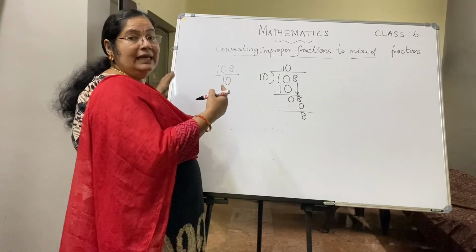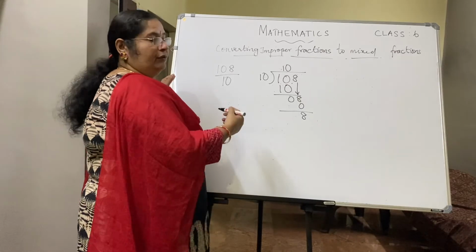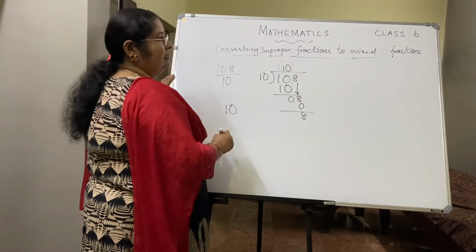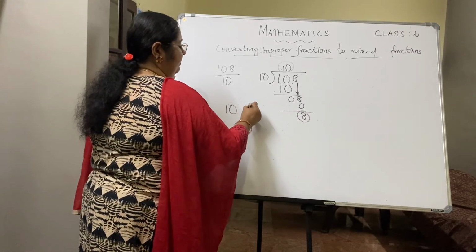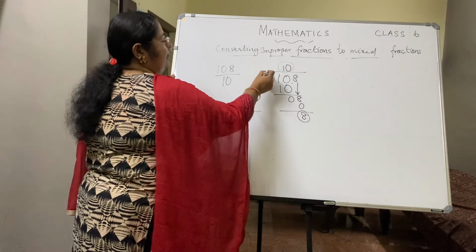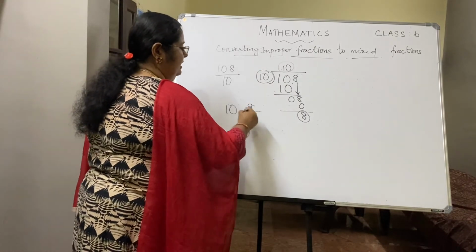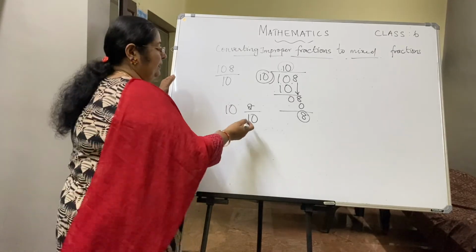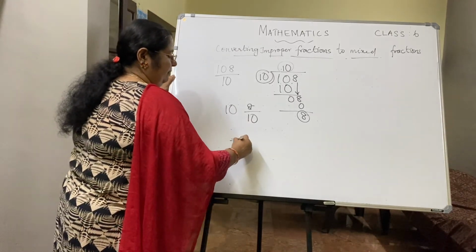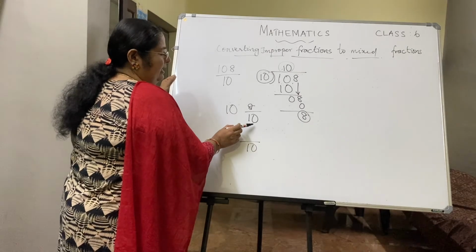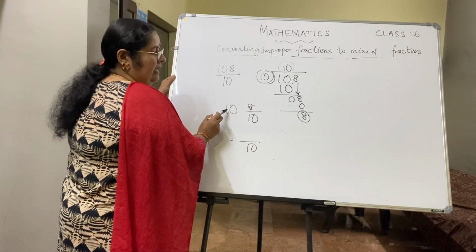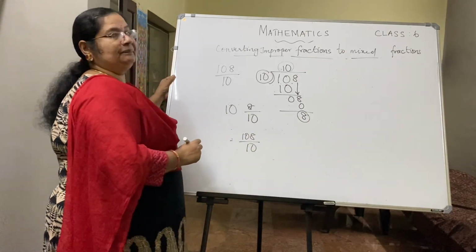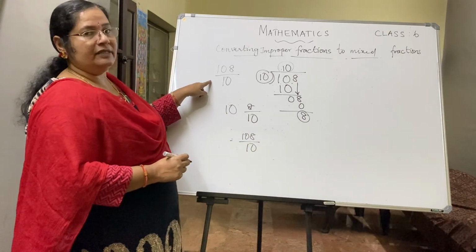Now to write it as the mixed fraction, how do you write? The quotient, which is 10, will be the whole number part. The remainder, which is 8, will be the numerator. And the divisor will be the denominator. Now let us see whether our calculation is correct or not. The denominator will be 10, the numerator will be 10 into 10, 10 tens are 100 plus 8, 108. So 108 by 10, that is the question given.